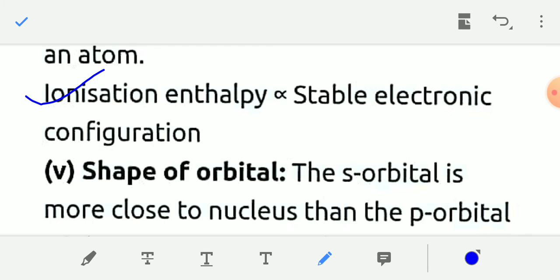Next, you have to remember that noble gases have very high ionization enthalpy because all orbitals of noble gases are filled with electrons.